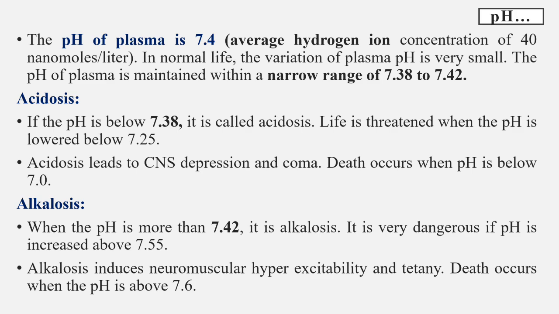Next, alkalosis. When pH is more than 7.42, it is called alkalosis. It is very dangerous if pH increases to 7.55. Alkalosis induces neuromuscular hyperexcitability and tetany. Death occurs when pH is above 7.6. This is acidosis and alkalosis.